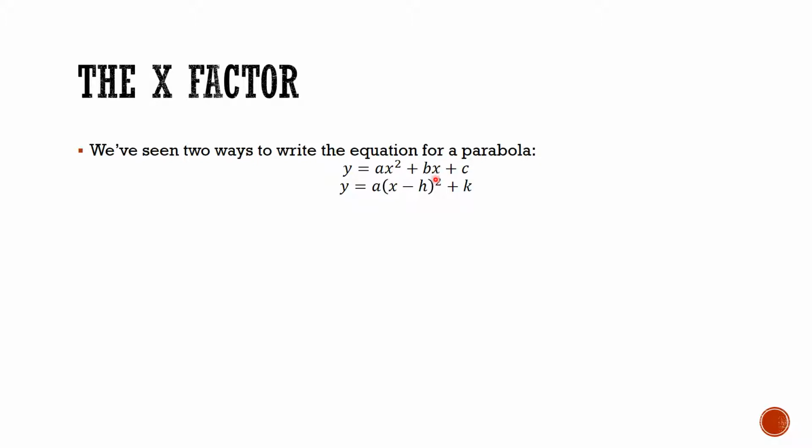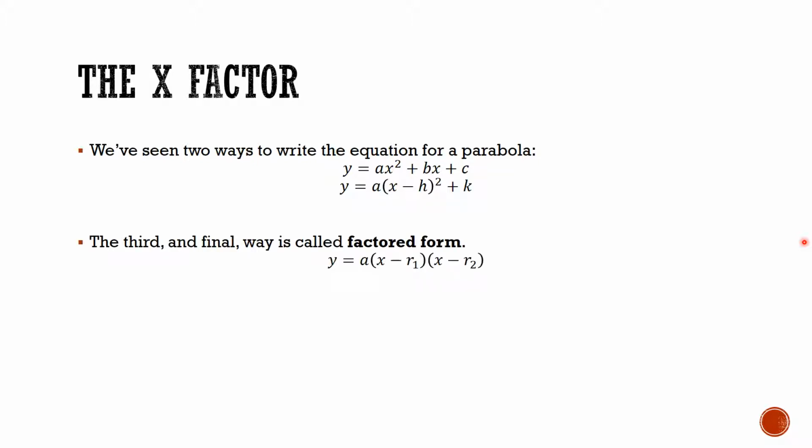Vertex form tells you a lot. It tells you the stretch and it tells you the vertex. It tells you how much it moves left or right, up or down. That's pretty useful. Now, factored form looks like this. It gives you the stretch and it gives you the roots. So where vertex form gives you the vertex, this one gives you where it crosses the x-axis. So both are equally useful.